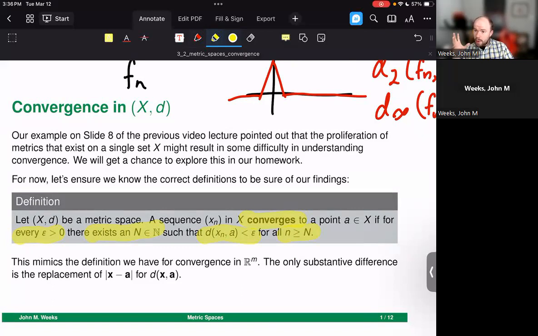Notice that this is almost exactly the definition of convergence in R^m. The only difference is that we have substituted out our absolute value notion of distance with a more general one, the distance on this metric space, the value of d. So there's no more subtraction going on. Notice we're not taking x sub n minus a or anything like that.